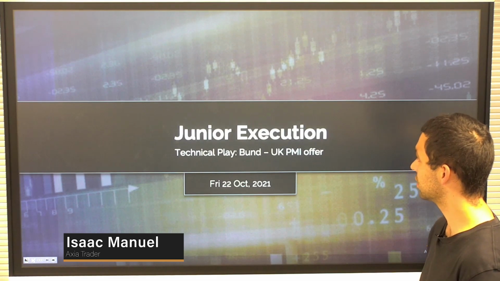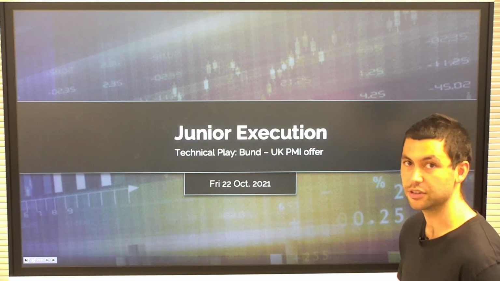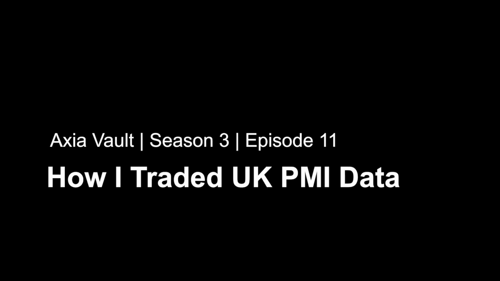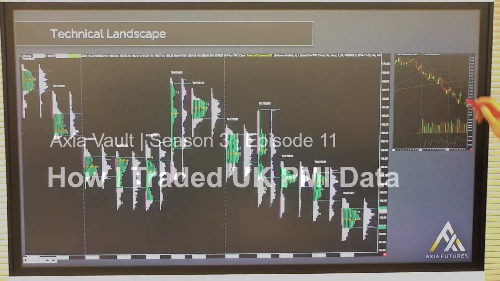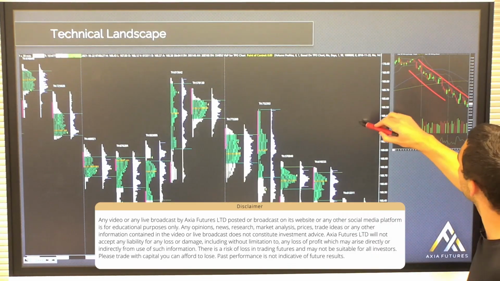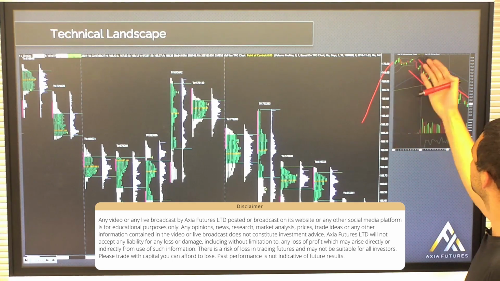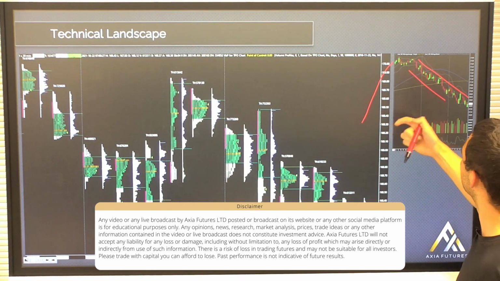So this one I'm looking at an offer that came from the UK PMIs. This was on Friday the 22nd of October. Now, if we just quickly go over the structure of the market, the market's pretty bearish. This is a daily candlestick chart, so it came up like that on the other side. So it's kind of offering now back against the squeeze that occurred earlier in the year.